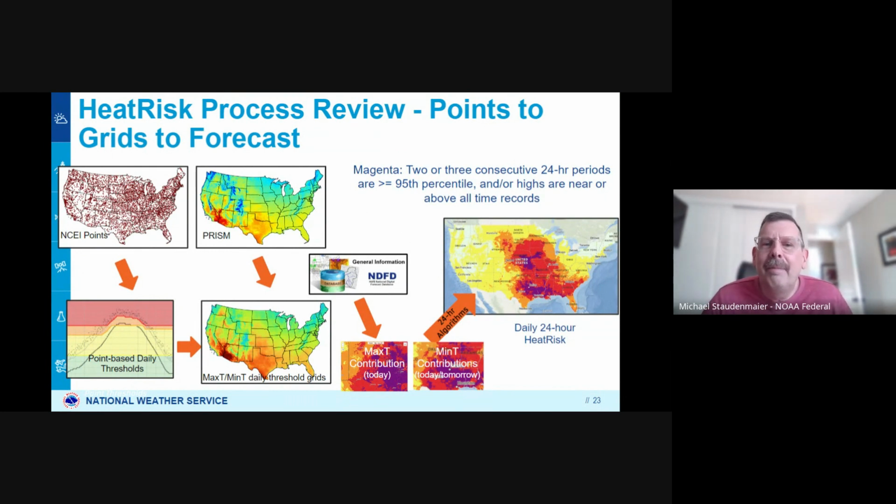All right, so let's step back. Let's look at the full process real quick. You should now have a pretty good understanding of the broad strokes of what goes into heat risk, how it works, the thresholds. In a nutshell, we use those CDC heat health relationships. We use local climatology to generate data at over 3,000 points. We then use PRISM to develop 2.5 kilometer daily grids for the yellow, orange, and red thresholds for both max T and min T. And then those daily thresholds are compared to the NDFD temperatures at each grid box, with a max T and min T integer contributions going into one of two equations. This results in a daily 24-hour experimental heat risk grid for the 7-day period.